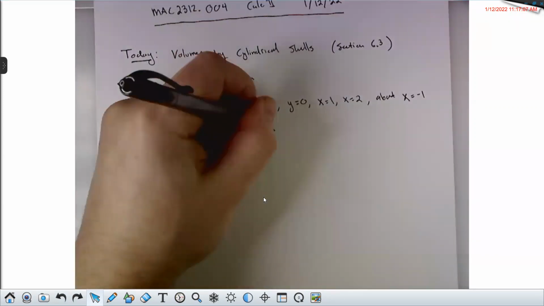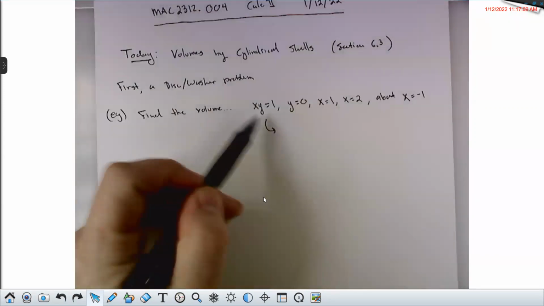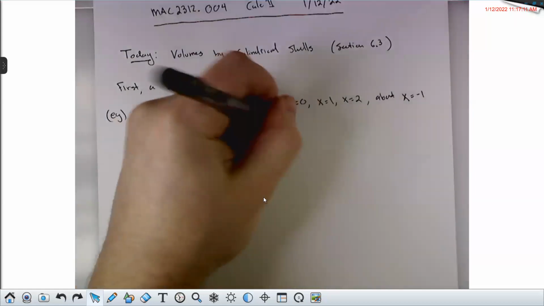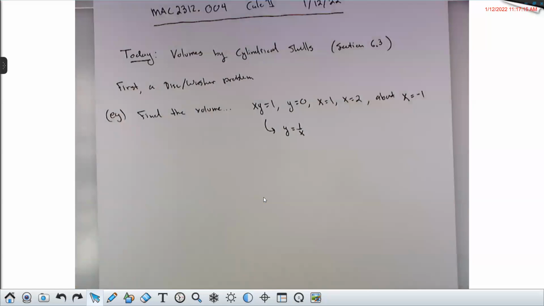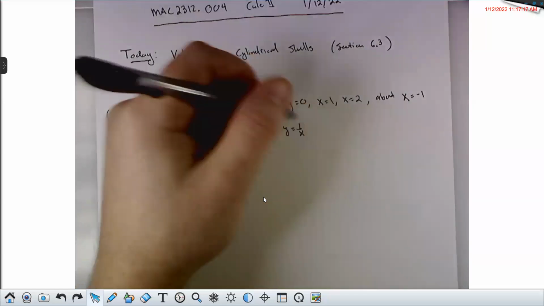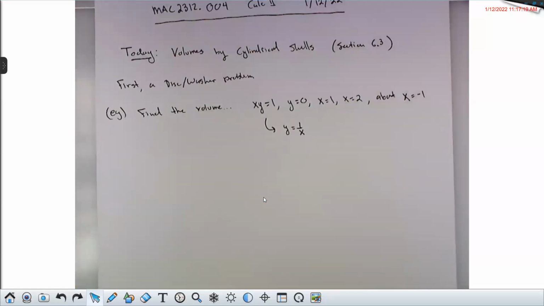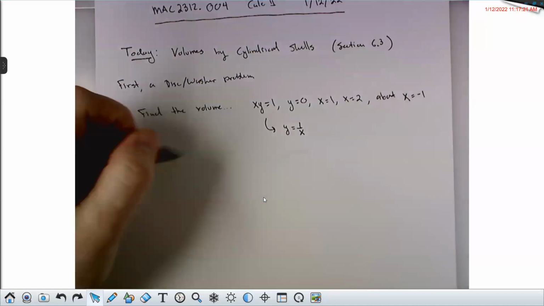If you divide both sides by x here, you see that this is the same as y equals 1 over x, which is a curve you should know. This is one of your parent functions from the review material module. So let's get in here and draw our picture.